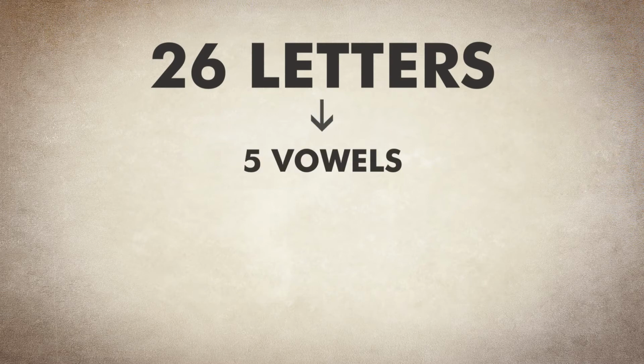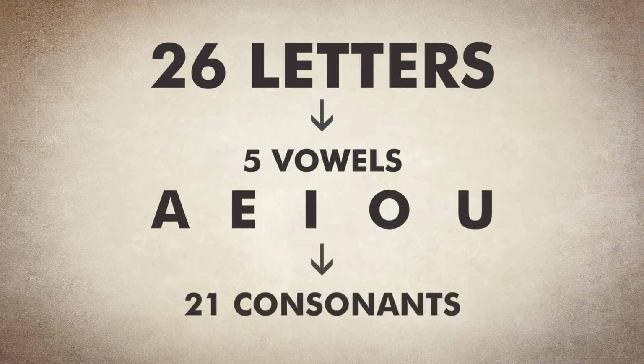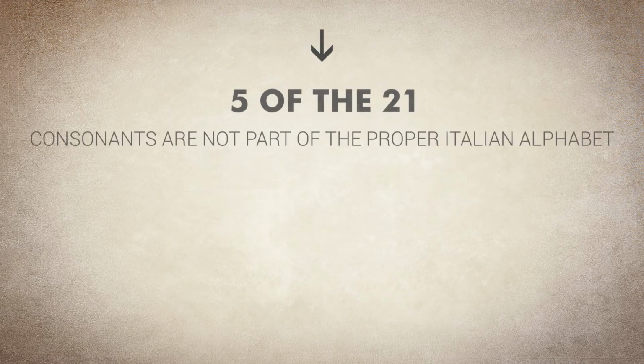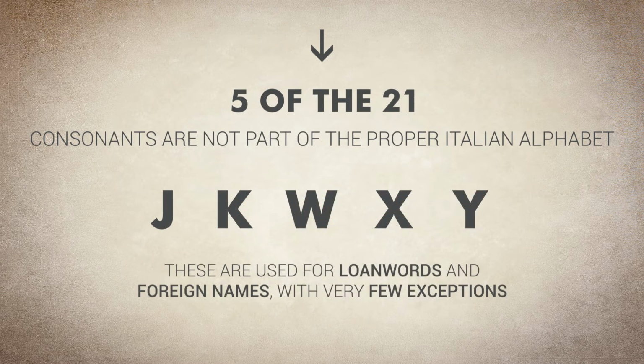The Italian alphabet consists of 26 letters, 5 vowels, A, E, I, O, U, or in Italiano A, E, I, O, U, and 21 consonants. 5 of the 21 consonants are not part of the proper Italian alphabet, and these are J, K, W, X, and Y, or in Italiano I lunga, K, W, X, and Y, but are used for loan words and foreign names with very, very few exceptions.